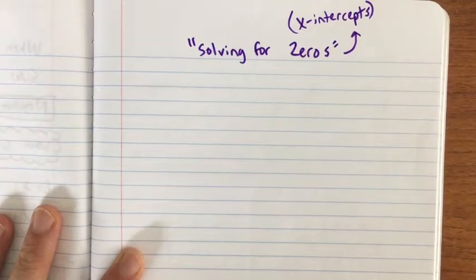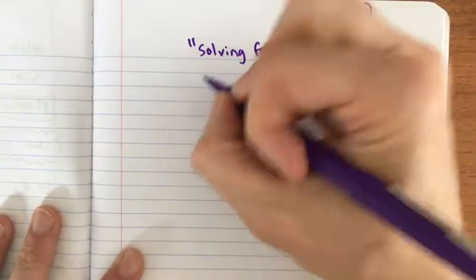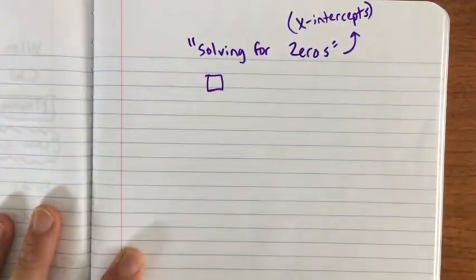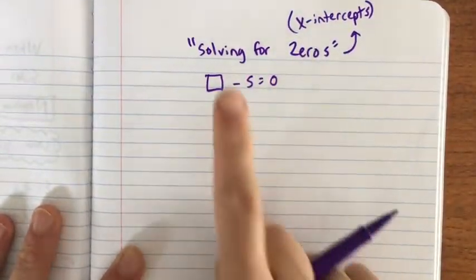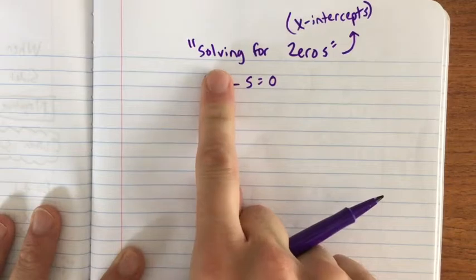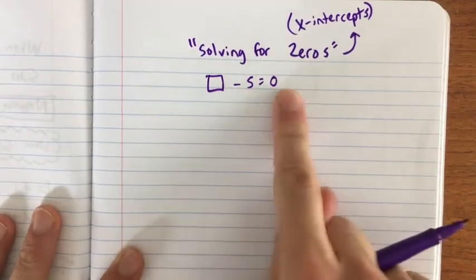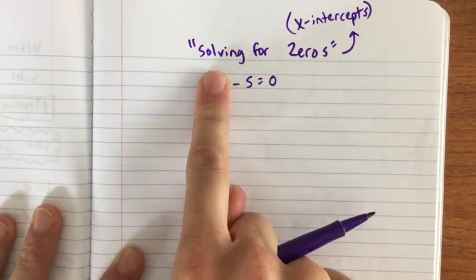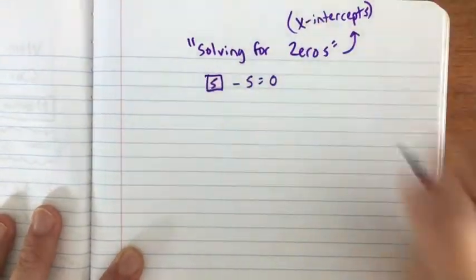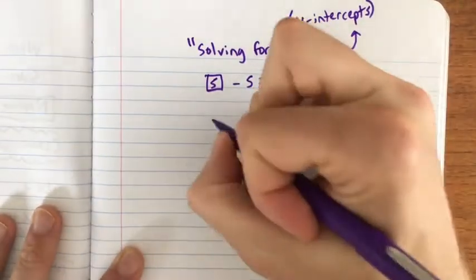Where do they come from? Why are they called zeros? Let's just start with some patterns. So a number minus 5 makes 0. What's going to go in that hole to make this equation equal 0? Right, so a number minus 5 makes 0. 5. Right.